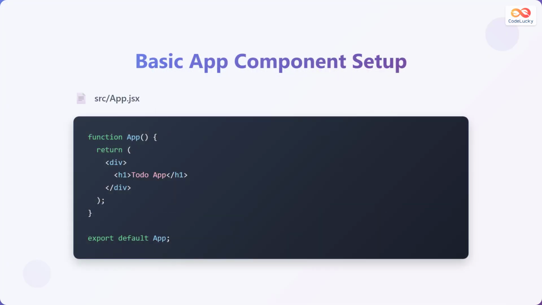Now let's set up our basic app component. Open src/App.jsx and add the following code. This code defines a functional component named App that returns a simple div containing a heading that says to-do app. Finally, we export the App component as the default export.